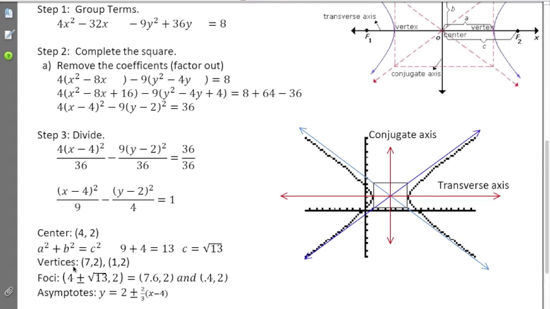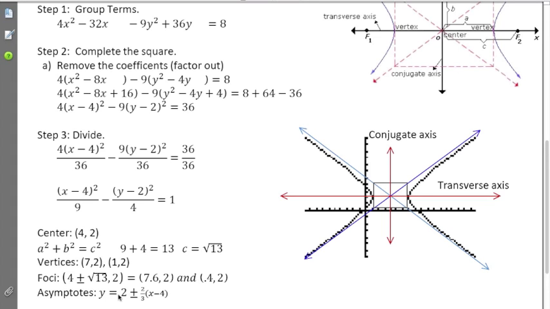Okay, I did not write down the coordinates for what we would call the co-vertices. Those are really not necessary for this. The foci, in order to find them, I'm going to be adding and subtracting the C value to the X coordinate of my center, so changing the X value here. So I add and subtract the square root of 13 to 4, which would be here. I went ahead and put the approximation: 7.6, 2 and 0.4, 2.